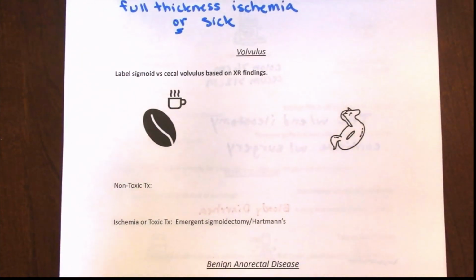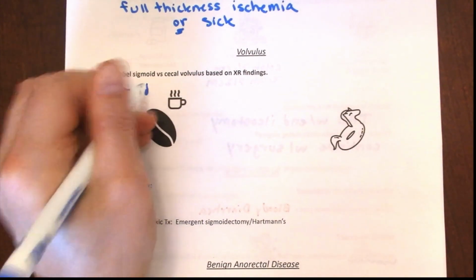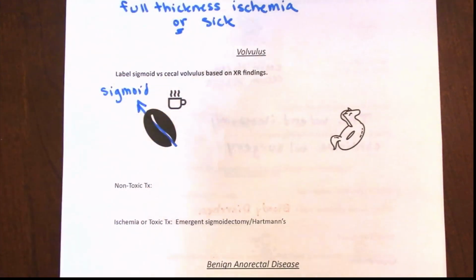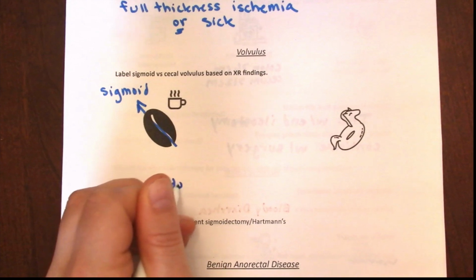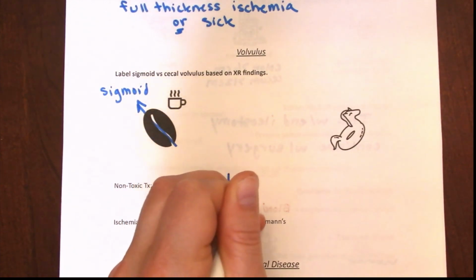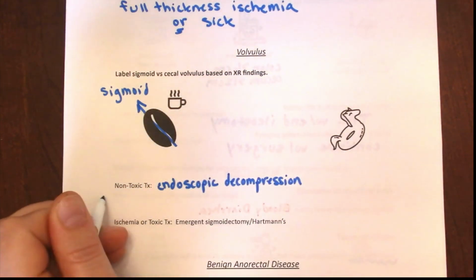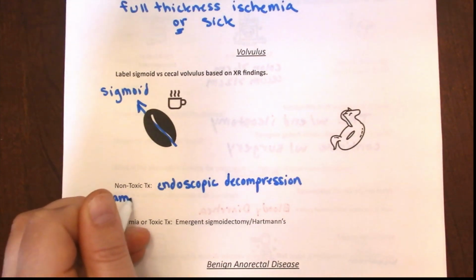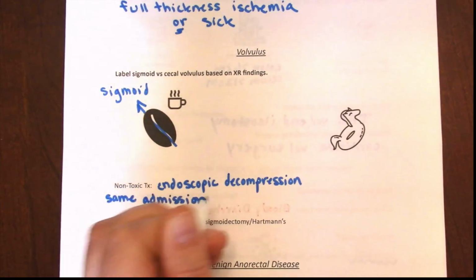So on imaging, the patient's colon is said to be coffee bean shaped, in which the sigmoid colon will be dilated and pointing to the right upper quadrant. The treatment for this is initially endoscopic decompression. And if that is successful, the patient will undergo a same admission sigmoidectomy.